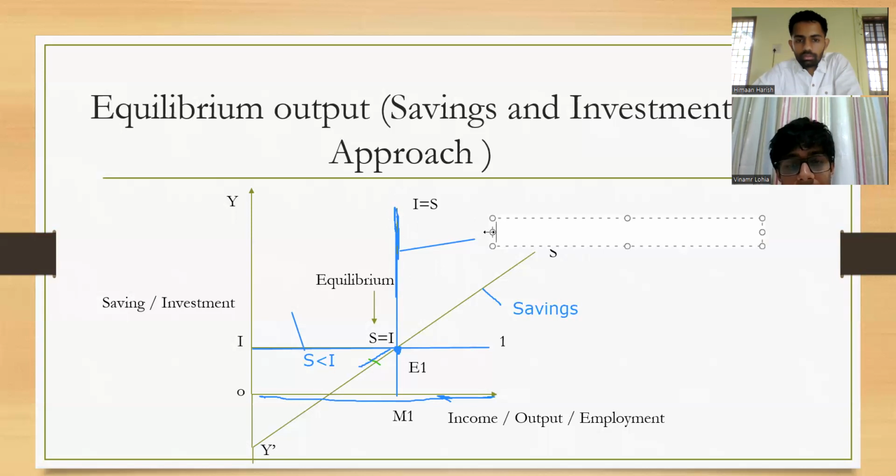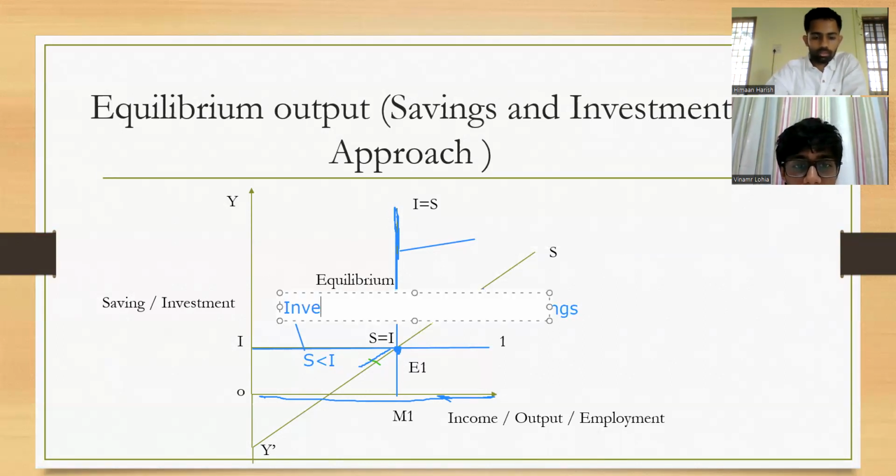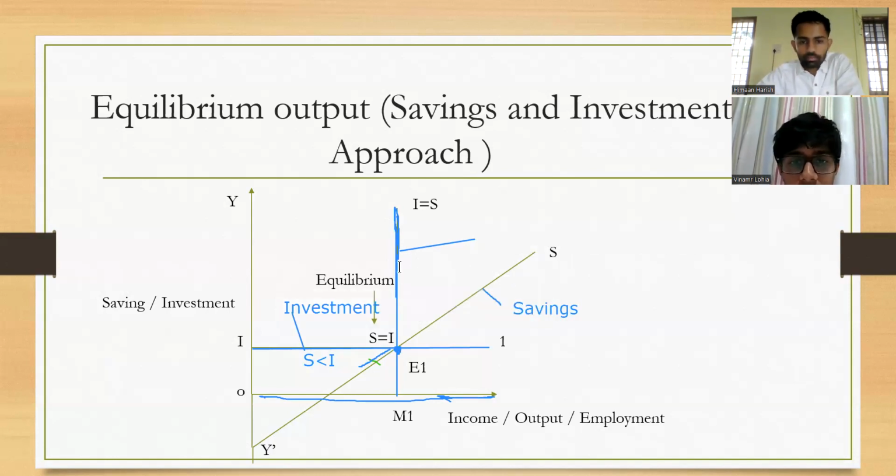Not sure. This is the savings line, which is sloping from negative y, and this is the investment line. So this is the output. That is investment, and this is savings. So this x-axis is output. And what can this line be, which just passes through the equilibrium level?